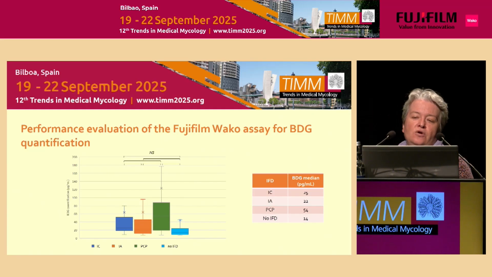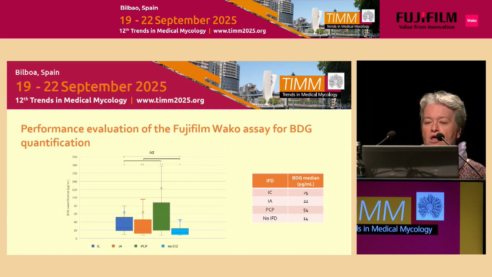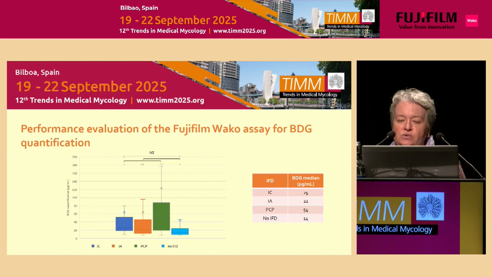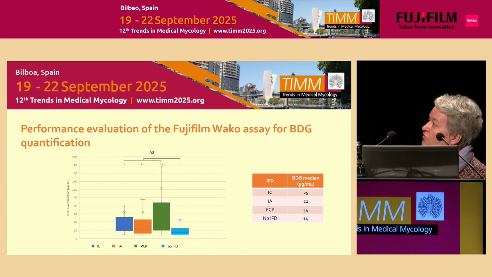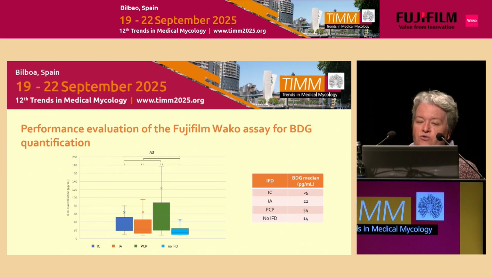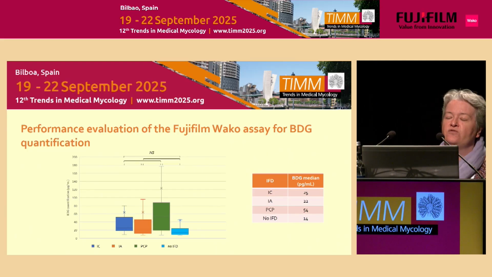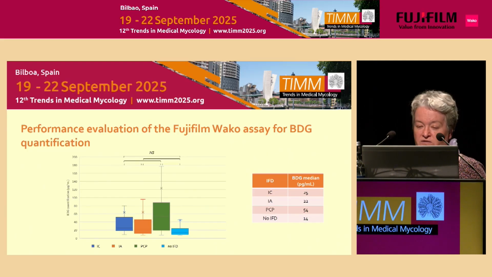The comparison of BDG levels shows lower value and less variation in the false positive group in light blue, with a median of 14 picogram per ml. Moderate value in case of candidiasis and aspergillosis in blue and orange, and higher value in green in case of pneumocystosis with a median of 54 picogram per ml.